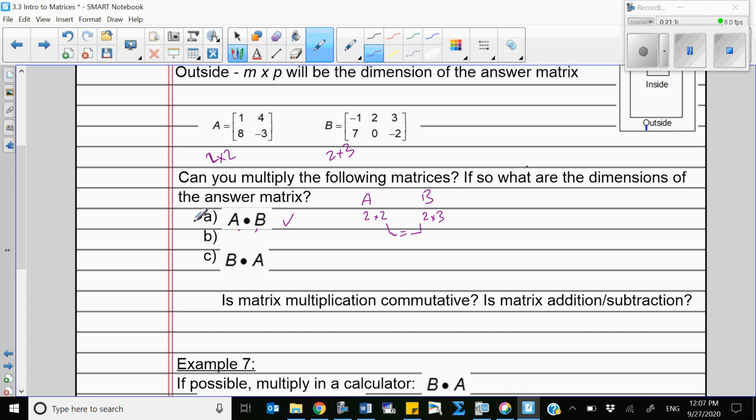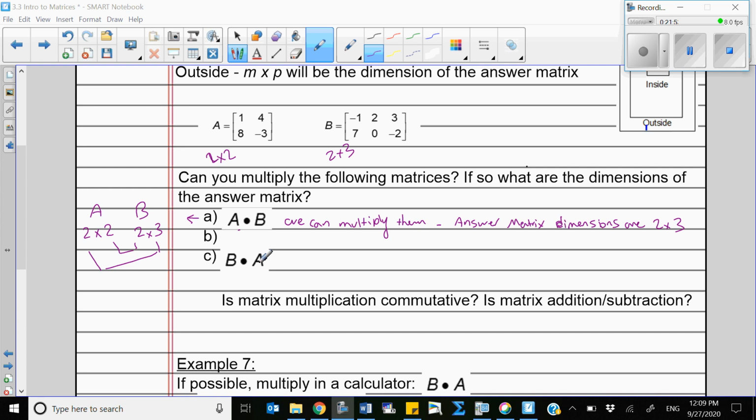And what would be the dimensions of the answer matrix? The dimensions of the answer matrix would be the outside dimensions, 2 by 3. So I rewrote the answer here. A and B are 2 by 2 and 2 by 3. The insides are equal to each other, so we can multiply them. And the outsides give me the dimensions of the answer matrix, which is 2 by 3.